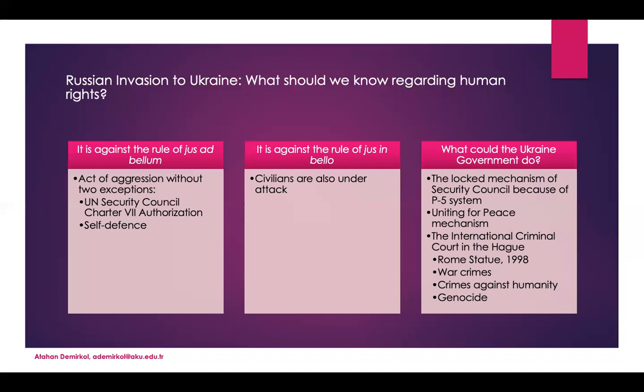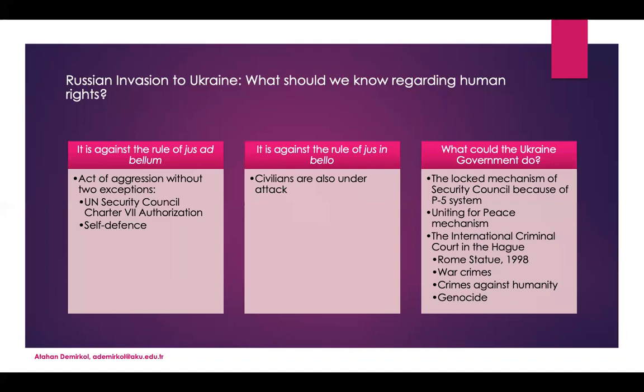But there is another mechanism that Ukraine has also used. It's Uniting for Peace. At times when the Security Council is not working effectively against human rights violations and territorial integrity norm violations, the General Assembly can call for a session called Uniting for Peace, and they did that. And there is also another mechanism that Ukraine should follow and apply: the International Criminal Court in The Hague.